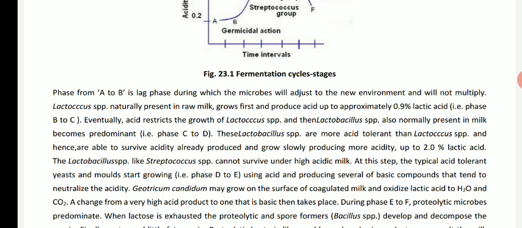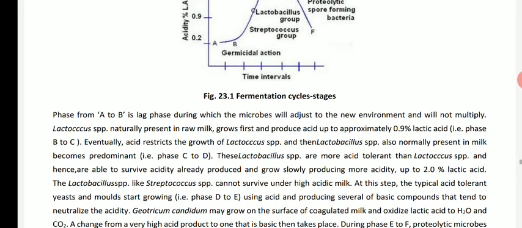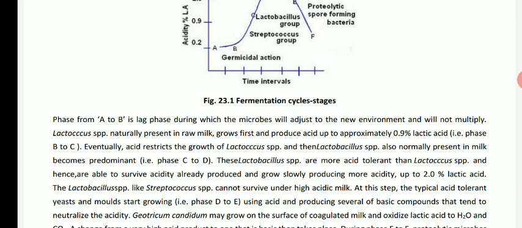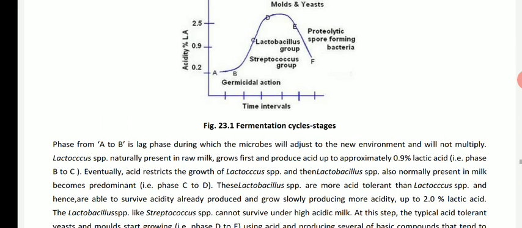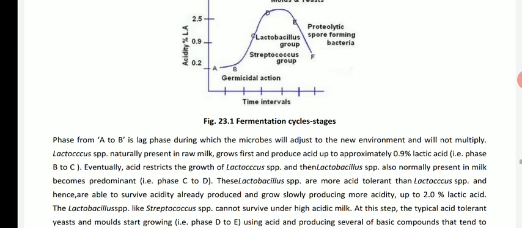Lactococcus species naturally present in raw milk grow first and produce acid up to approximately 0.9% lactic acid, that is phase B to C. First the lactococcus adjusts to the new environment, that is milk, and then after getting set, the lactococcus species present in raw milk starts dividing and eventually produces lactic acid, approximately 0.95%, and this phase is recognized as B to C in the graph. Eventually the acid restricts the growth of lactococcus species, then lactobacillus species, also normally present in milk, become predominant, that is in C to D.